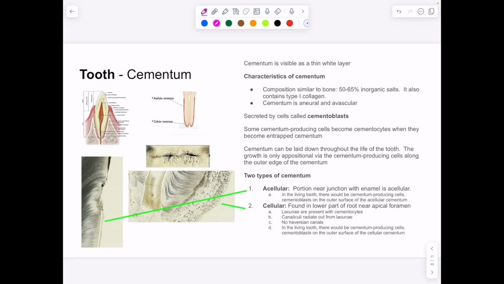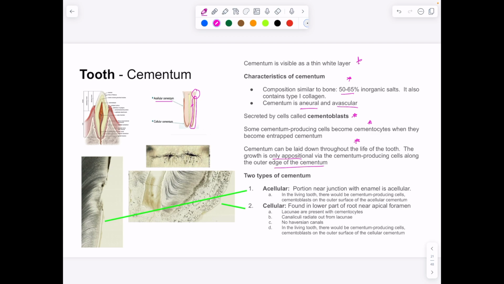Then we have cementum, and it's a thin white layer, which you can see here lining the root of the tooth. It's similar in composition to bone, 50 to 65% inorganic salts, and it contains type 1 collagen. It's aneural and avascular, and it's secreted by cells called cementoblasts. And then, as we'll see, we have an acellular cementum, which is adjacent to the enamel, and then on top of our dentin everywhere. But it can be laid down through the life of the tooth, and the growth is appositional only, so it comes outwards along the outer edge of the cementum.